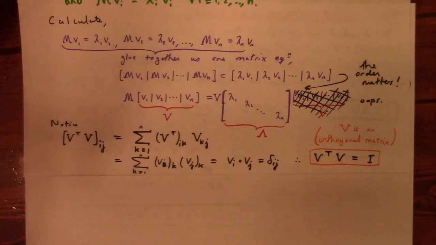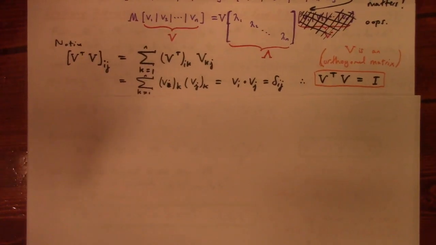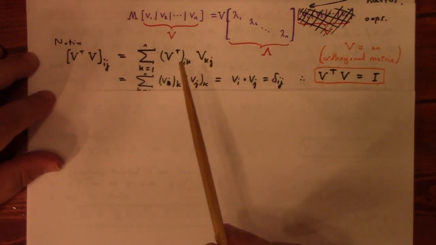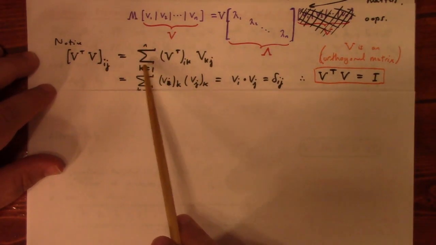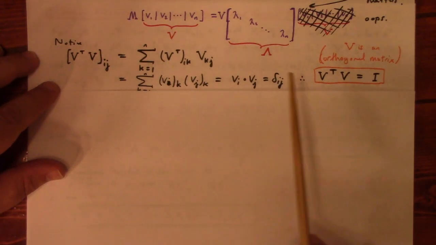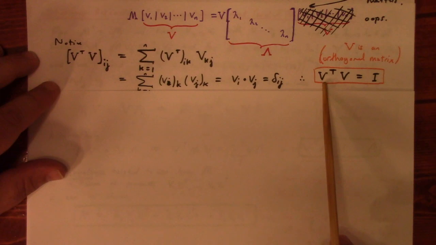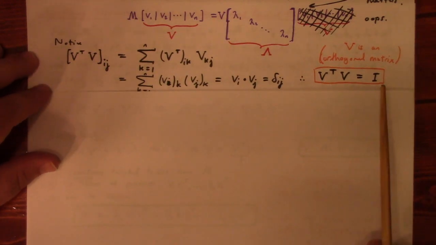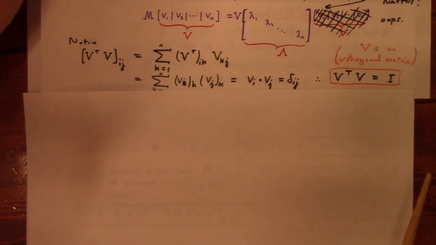Now, nicer still, as I'm saying down here, is we can assume that the matrix of eigenvectors has this really nice condition that when you multiply it times its transpose, you get back the identity matrix, which is to say that V is an orthogonal matrix. All right, its transpose is the inverse. Let me move on here.